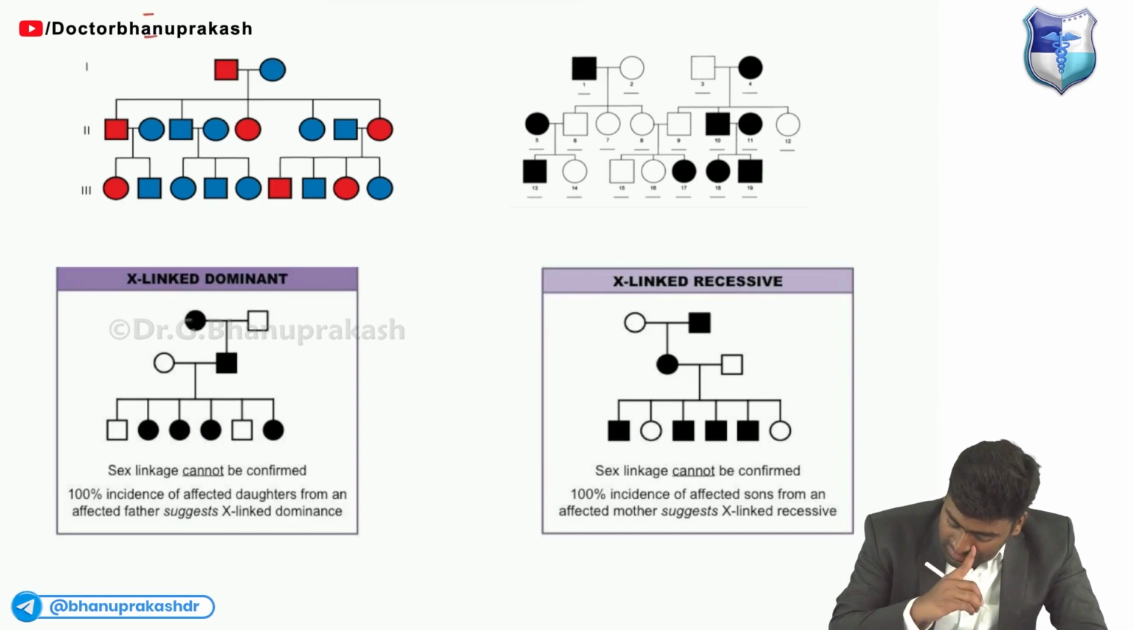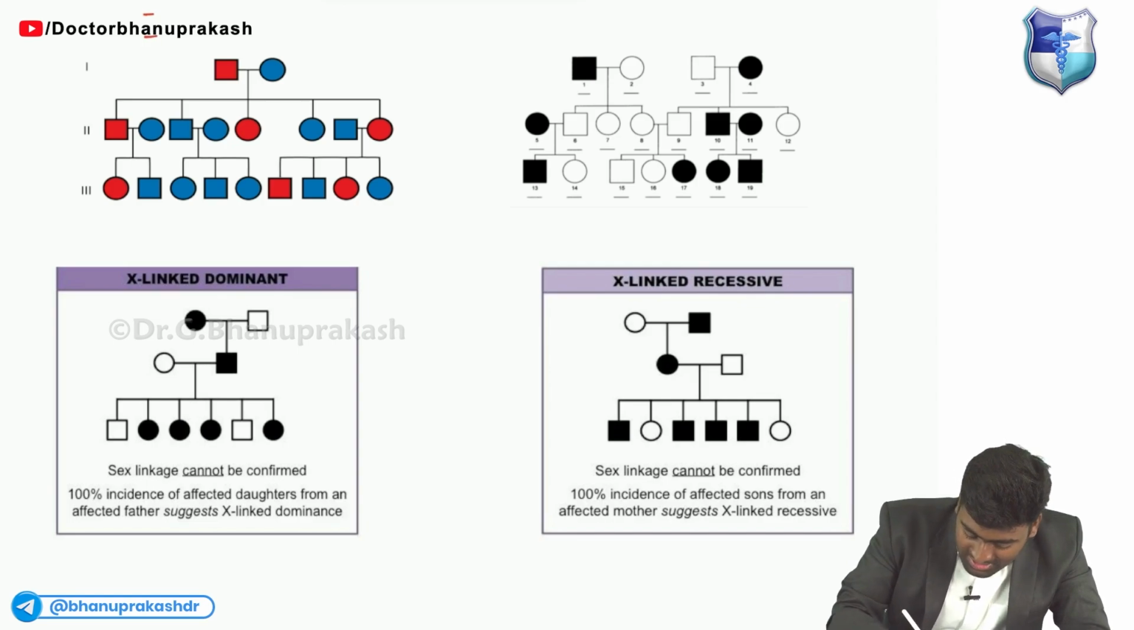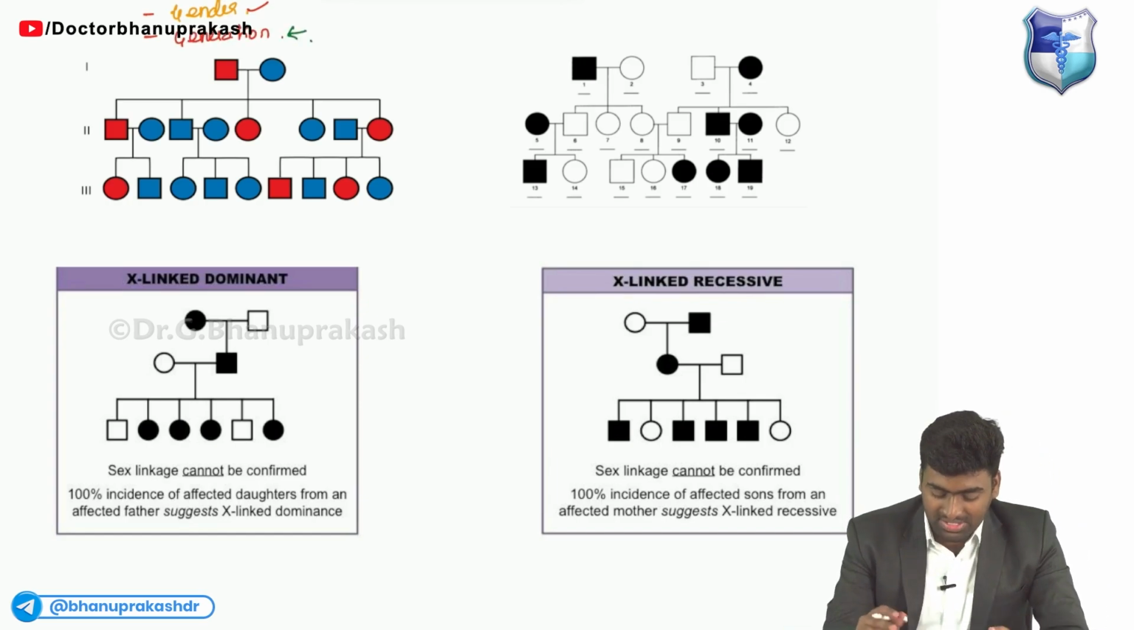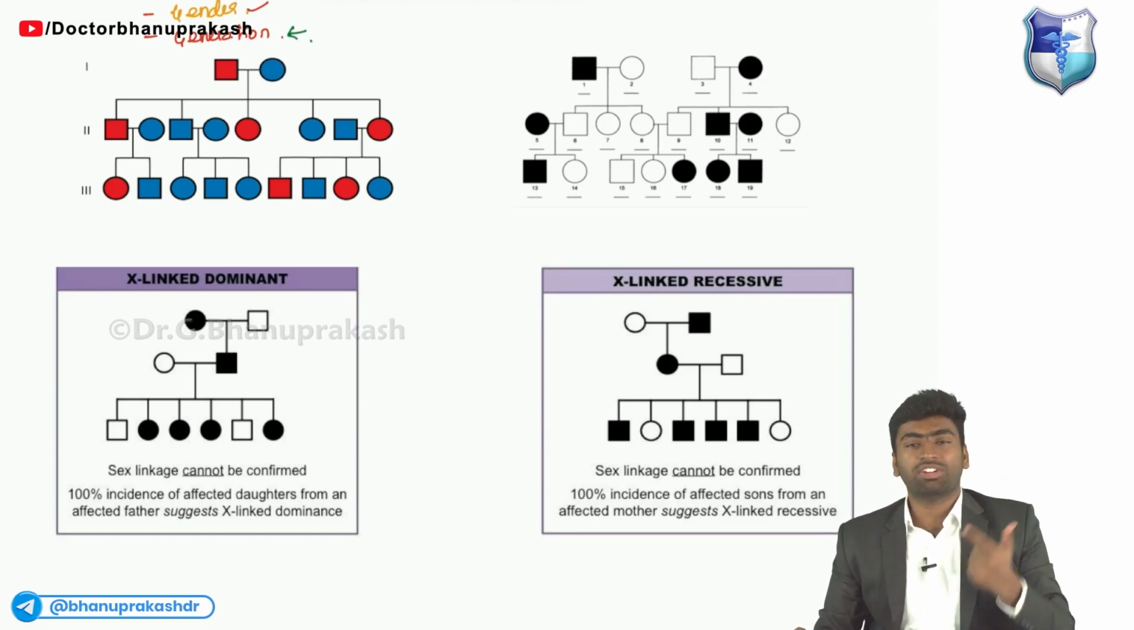Then if you are able to see this pedigree chart, you need to see first the thing which is known as gender. Then next is the generation. Okay, first you need to see the gender, next you need to see the generation.